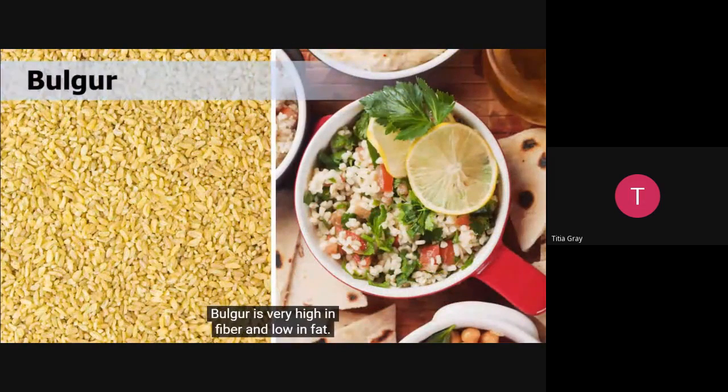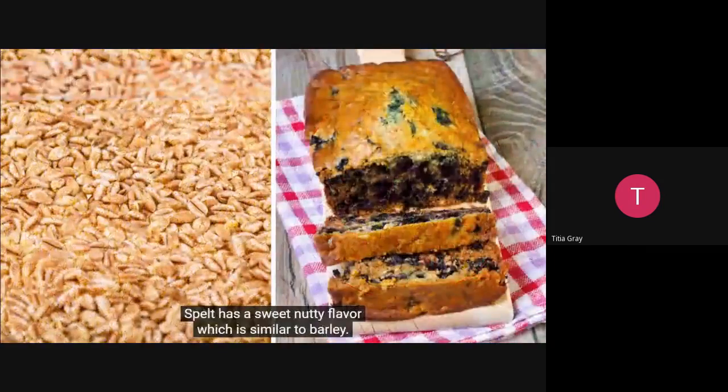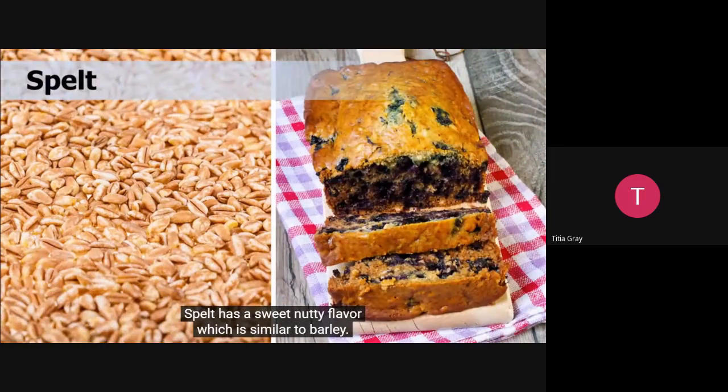Bulgur is very high in fiber and low in fat. It is commonly used in cold salads and stir-fry dishes. Spelt has a sweet nutty flavor which is similar to barley. It is found in whole berries or ground into flour. Spelt is commonly used for baking and can also be cooked and substituted for rice and pasta in many dishes.